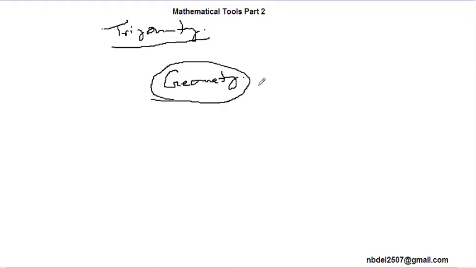Trigonometry. The question arises, why do we need trigonometry? If you have geometry, if a pyramid is being made with geometry, then why do we need trigonometry? What is the need of trigonometry?